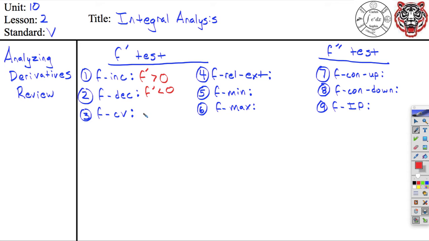Critical values. Yep, good job, Isabel. Or, not exactly. Or DNE, exactly. The reason for DNE is because sometimes it jumps down like this. We have to be careful of that. For F relative extrema, is that when it's a sign change? Yep, so this one is going to be, I can't really squeeze it in here, so I'm going to do it up here. F prime sign change.